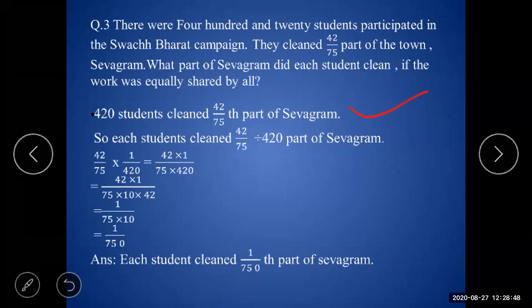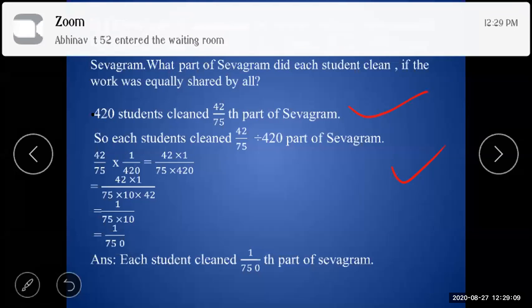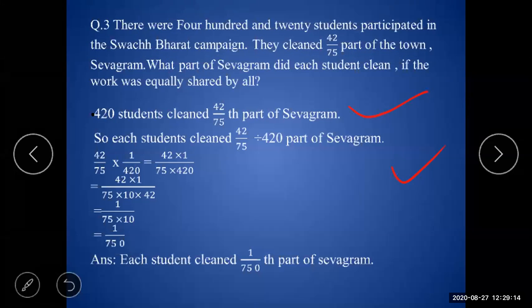Now next, what we have to write? We have to write for each student. Now what we will do? So each student cleans, how much did each student clean? We will divide 42 upon 75 by 420, because we don't know how much each student has cleaned. So we will divide the part by 420 students. So here I have written: each student cleans 42 upon 75 divided by 420 part of Sevagram.